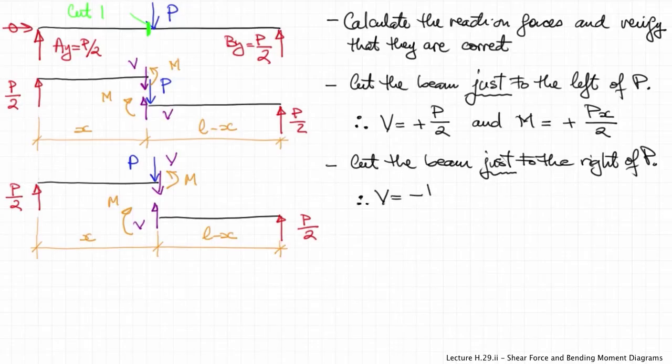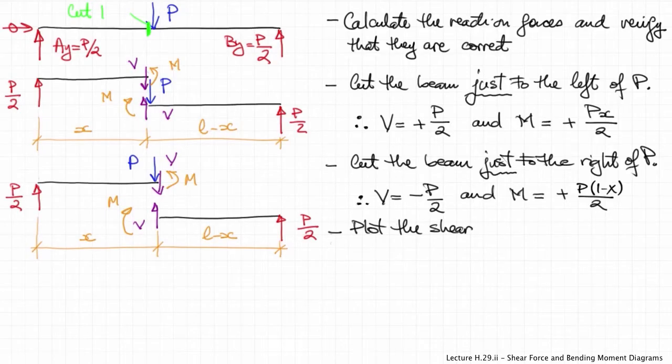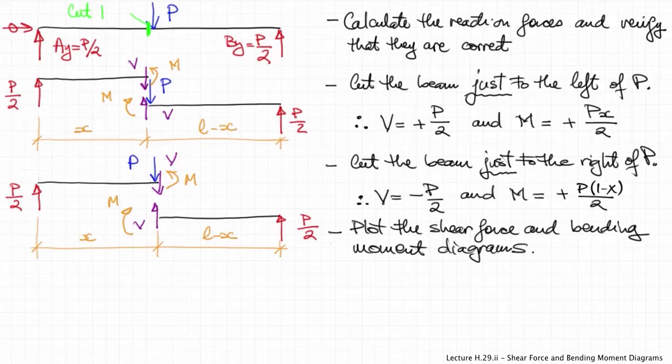And now if we solve for V, V is negative P over 2, so there was a big jump from positive P over 2 to negative half P. And the moment is now P times L minus X divided by 2. So now all we have to do is plot the shear force and bending moment diagrams on two graphs. Let's start with the shear force.